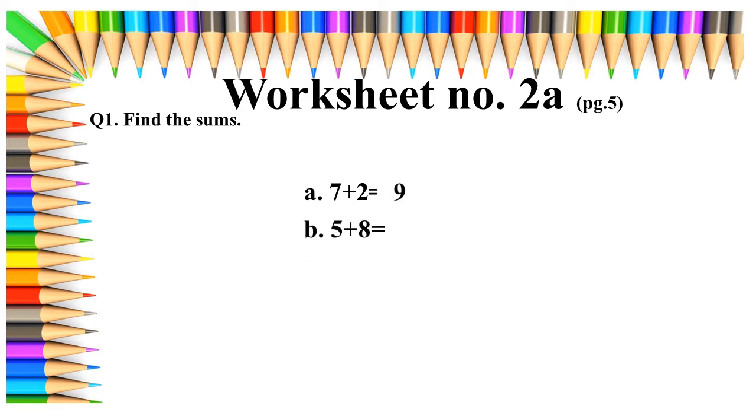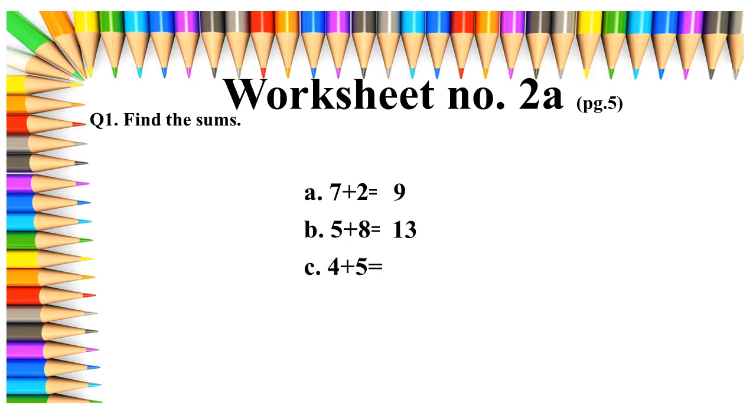5 plus 8. So 5 is the smaller number and 8 is the bigger number. So 5 on my fingers and 8 in my mind. Again, I will start forward counting from 8 and cover 5 fingers. 9, 10, 11, 12, 13. So 5 plus 8 is equal to 13.